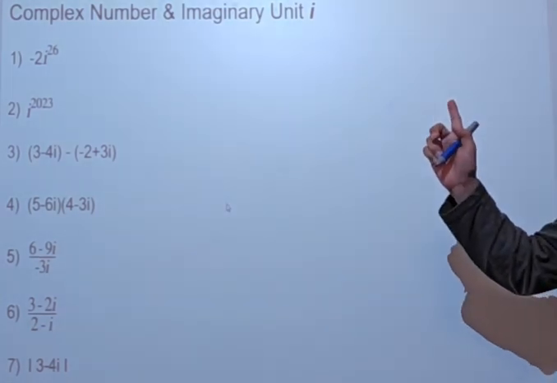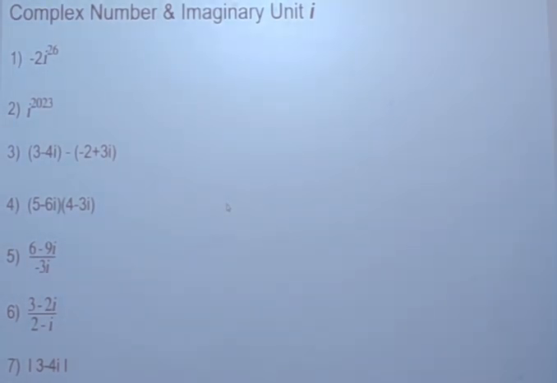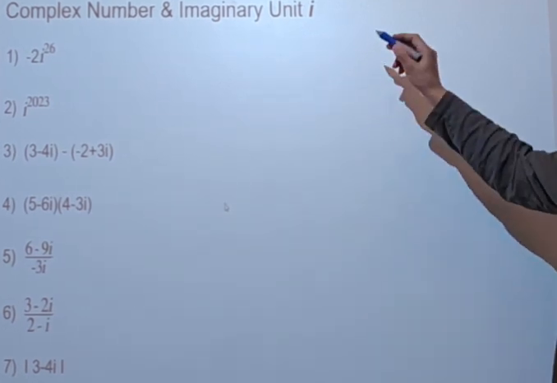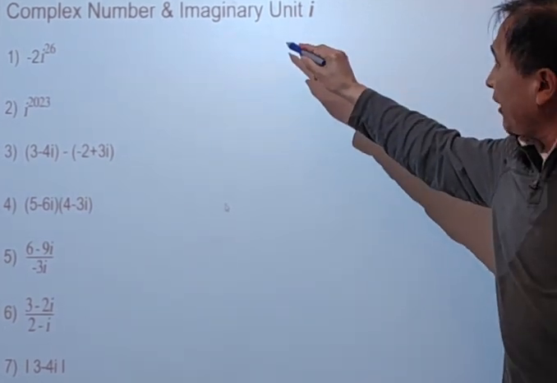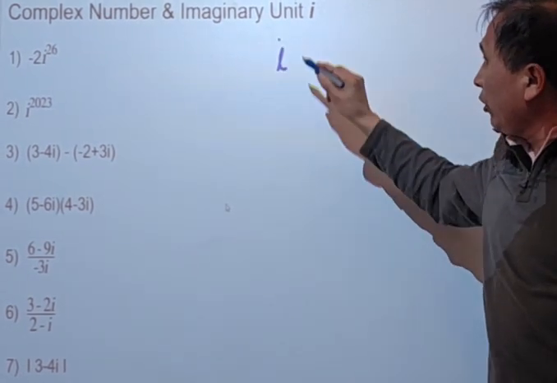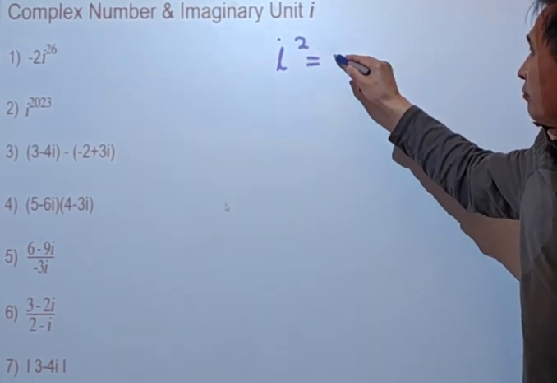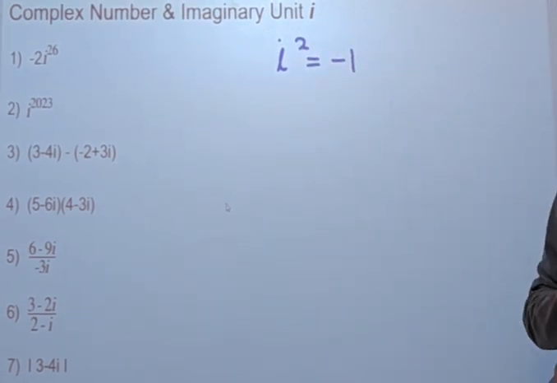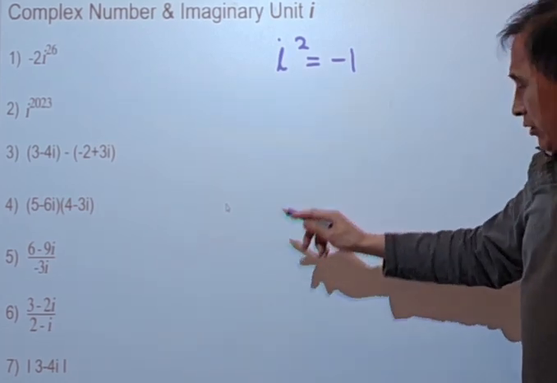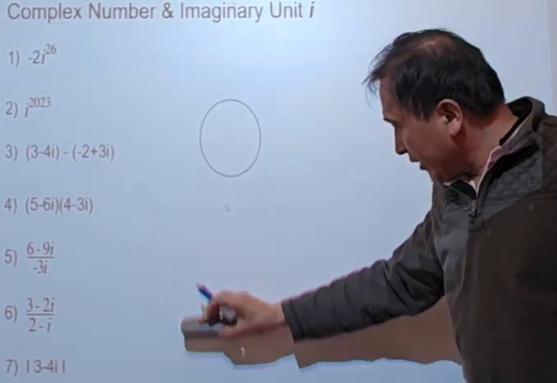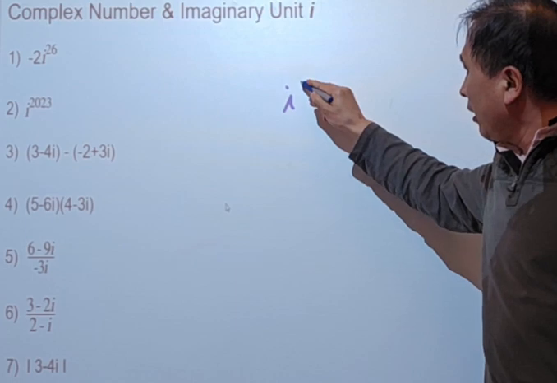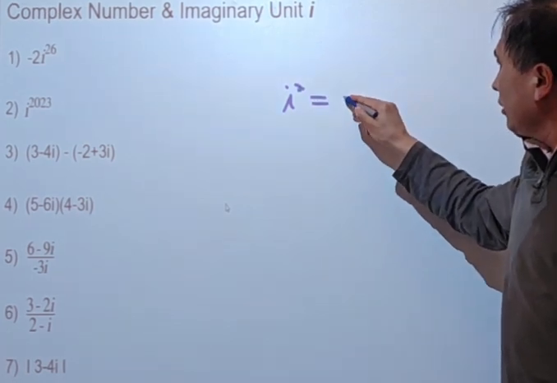Okay, so we're going to learn about complex numbers and the imaginary unit i. By definition, i is a number that when you square it, it becomes -1. They named it the imaginary number i. So when you square i, i squared is -1. That's i, we call it.